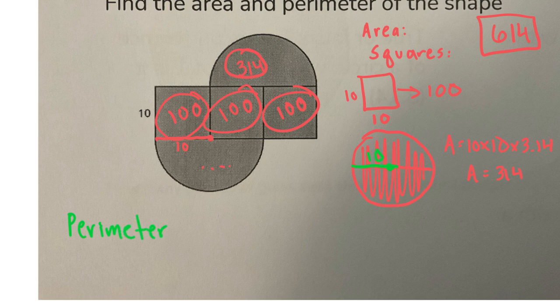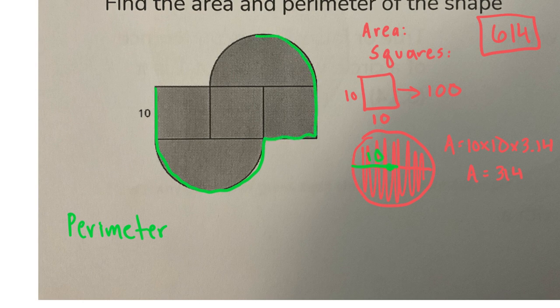And to do that, I am going to erase everything on my shape. I'm going to start over here. So the perimeter is what I'm drawing in green. It's the outside fencing of the shape. That's how I think of it. So we have this length and this length are 10, and this length and this length are 10. So we have 10 plus 10 plus 10 plus 10.